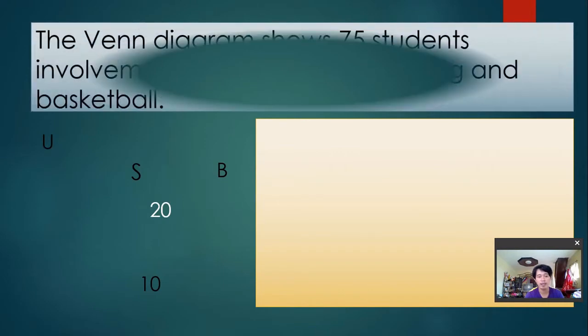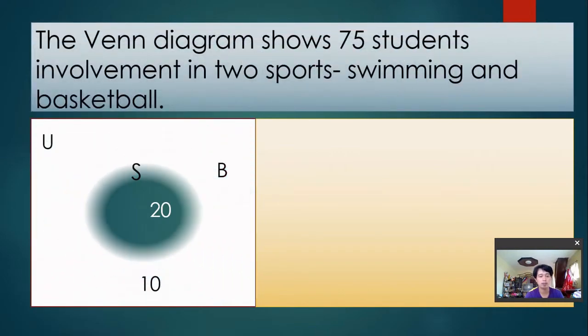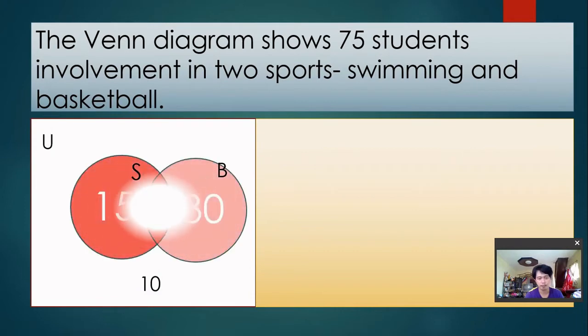Okay, an example of a Venn diagram. The Venn diagram shows 75 students' involvement in two sports, swimming and basketball. If you see, there are two circles given because there are two sports. S stands for swimming and B stands for basketball. Now, let's interpret each of the data found on this Venn diagram. What is 15? What is 20? What is 30? And what is 10?